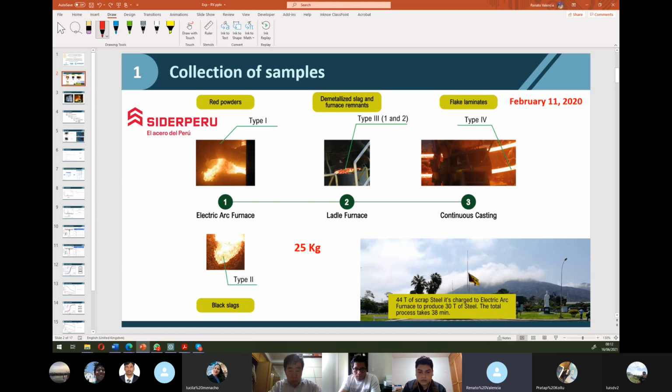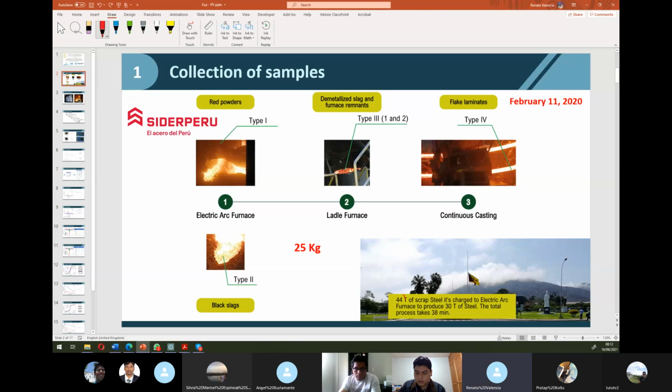These samples were collected from the furnaces. The electric arc furnace is charged with 44 tons of scrap steel, and an electric arc raises the temperature of the furnace to about 1,600 degrees Celsius.